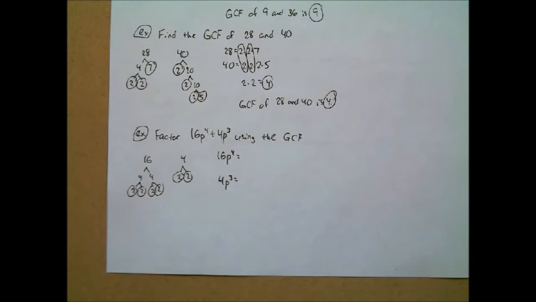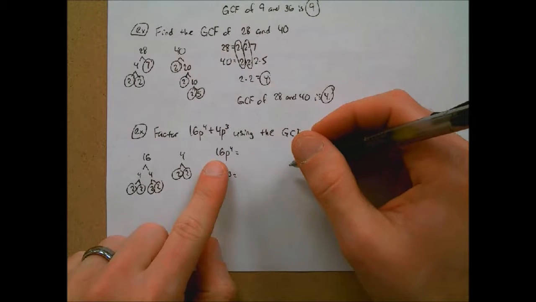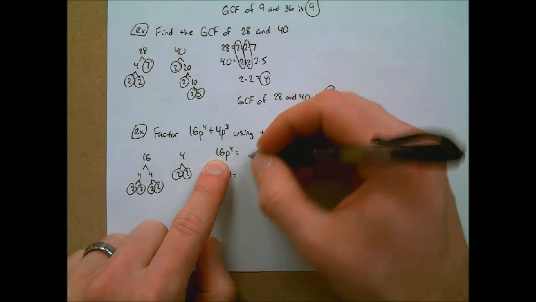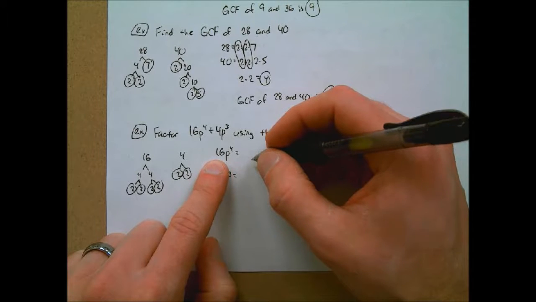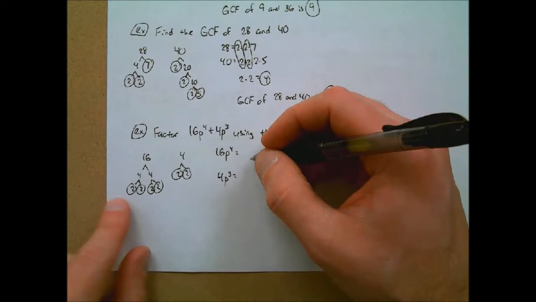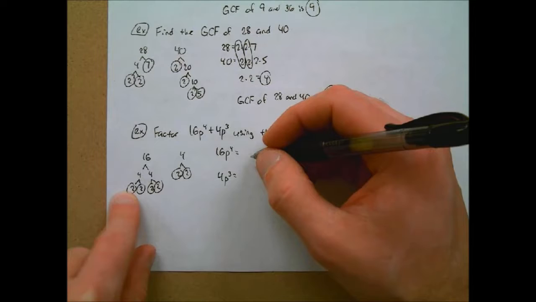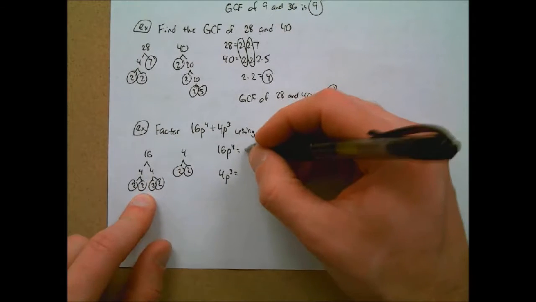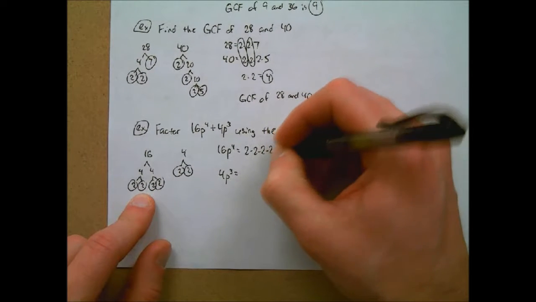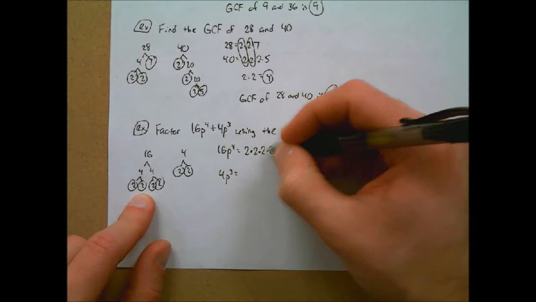Okay, now we're going to expand these individual terms to help us then factor. So 16, we just said, was equal to what times what times what times what? 4 times 4, or all four 2s. We want to use the primes here. So all these 2s. So it's 2 times 2 times 2 times 2.